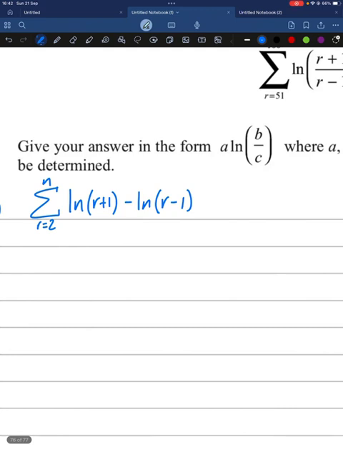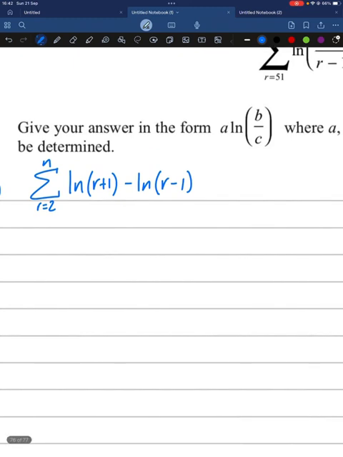Now we can't use any of those rules because this is not in the form f of n minus f of n plus 1 or f of n minus f of n plus 2. So we'll just have to do the method of differences normally. So when we're starting from r equals 2, ln of 2 plus 1 is going to be ln 3 minus ln 2 minus 1, which is ln 1, which is 0. When r equals 3, we're going to get ln of 4 minus ln of 2.